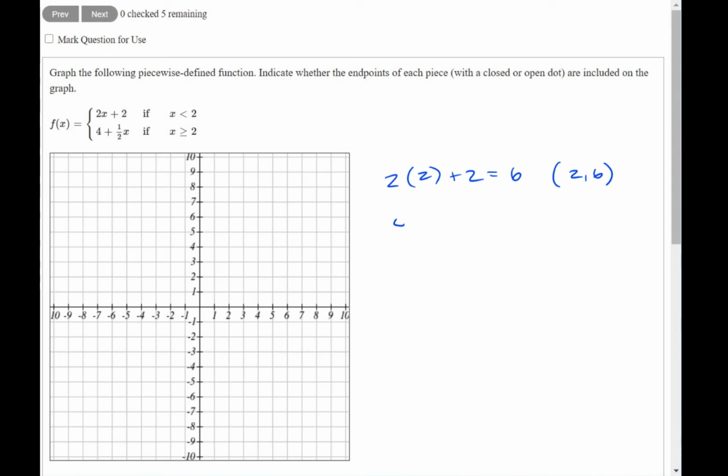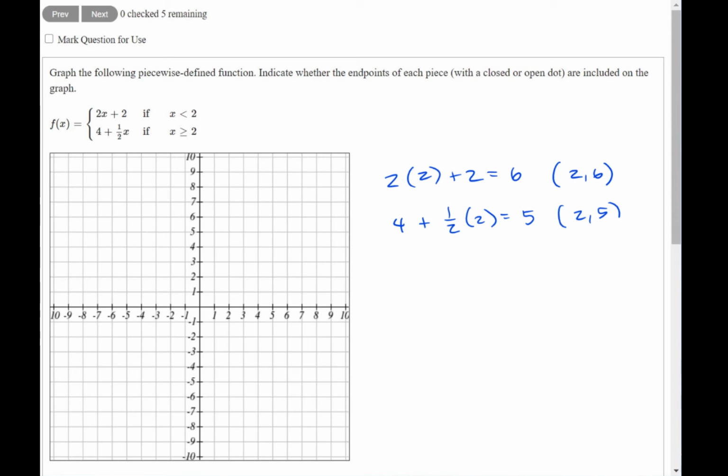And the other is 4 plus 1/2 of 2. Half of 2 is 1. 4 plus 1 is 5. So (2, 5).